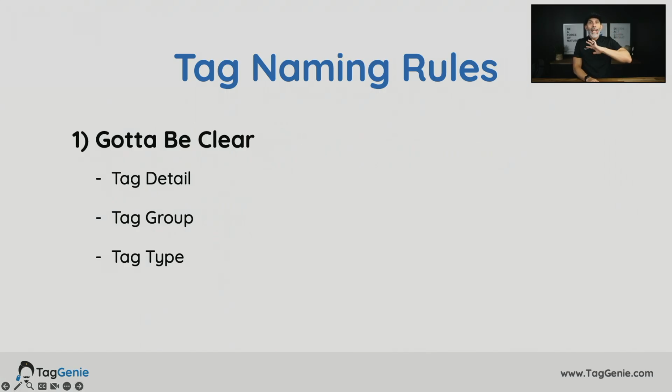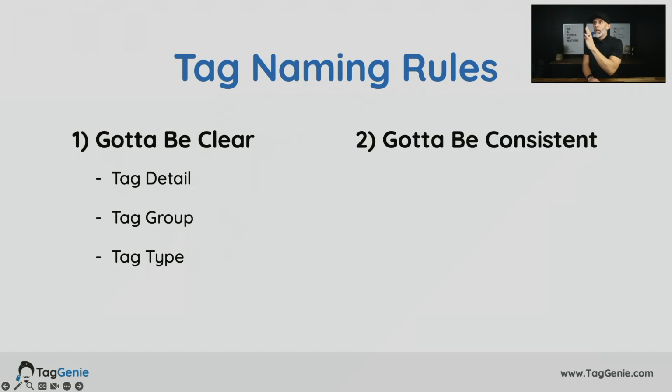Number 1, our tags are clear. Tag detail, tag group, tag type. Every tag I look at, I know exactly what it is. We've picked a naming convention to make that happen. The next piece is we actually have to be consistent when we create the tags so that they stay clean and organized. So it's got to be the same structure.